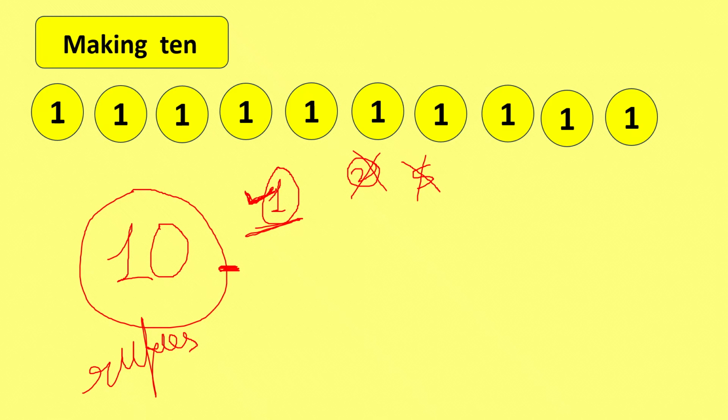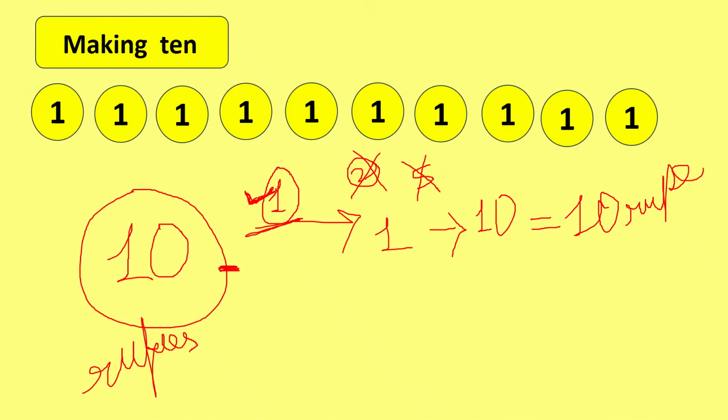So we have to take a 1 coin, 10 times. How many times? 10 times. When we take a 1 coin 10 times, then we have 10 rupees. Okay, 10 rupees, like the upper one. It's 1, 2, 3, 4, 5, 6, 7, 8, 9, 10.